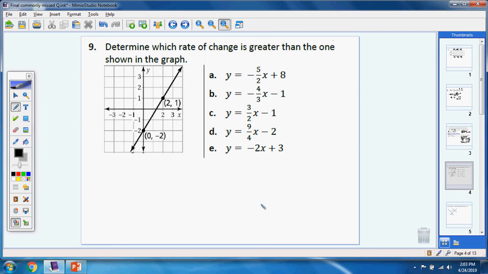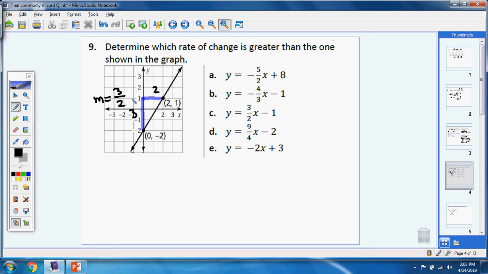All right, looking at 9, determine which rate of change is greater than the one shown in the graph. So I tried showing you this recently, and let's go back to it. It's really just finding the slope first. That's rise over run. So the given slope, our rise is 1, 2, 3, and my run is 2. So my slope is positive, and it's going to be 3 over 2.